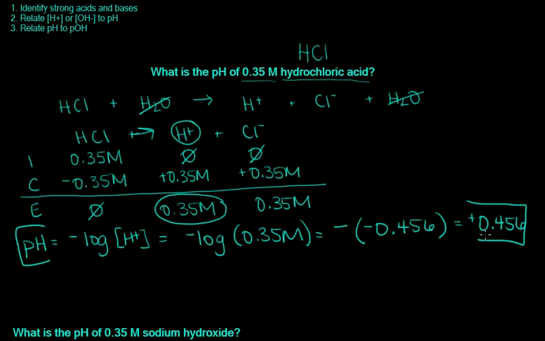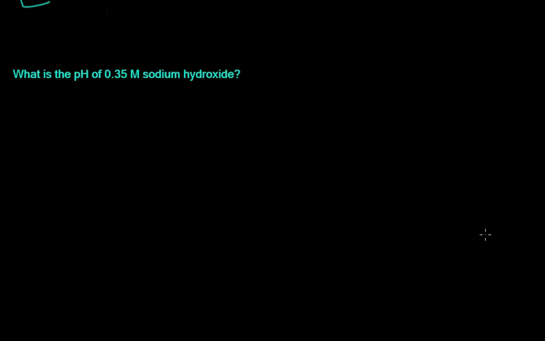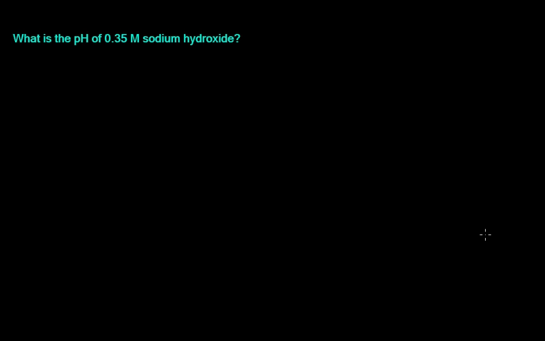Okay, similarly, what is the pH of 0.35 molar sodium hydroxide? Formula for this, sodium hydroxide. Okay, and again, we're given a concentration. Difference here, this is not an acid. This is a base. It is a hydroxide donor. This does not have H plus to donate.